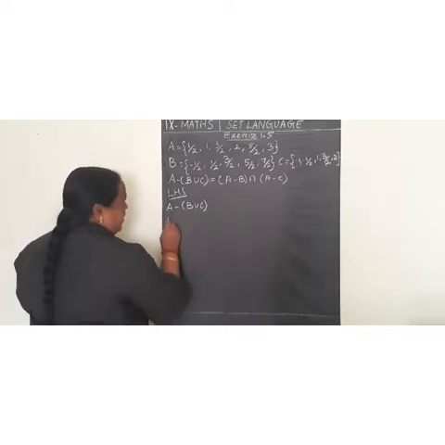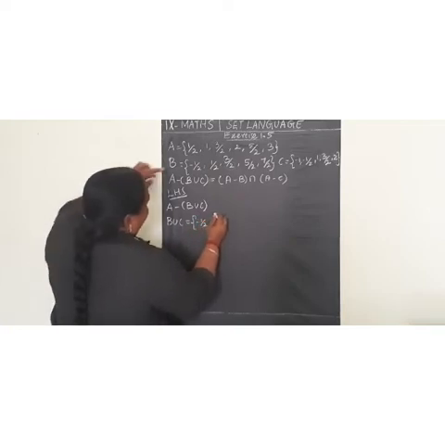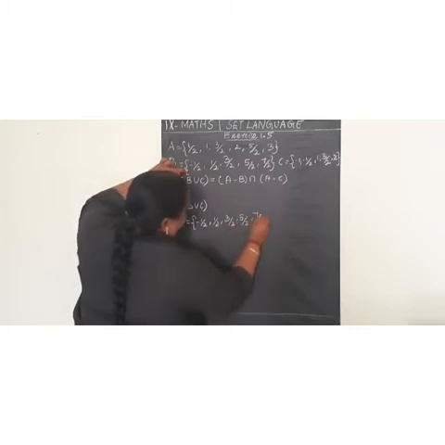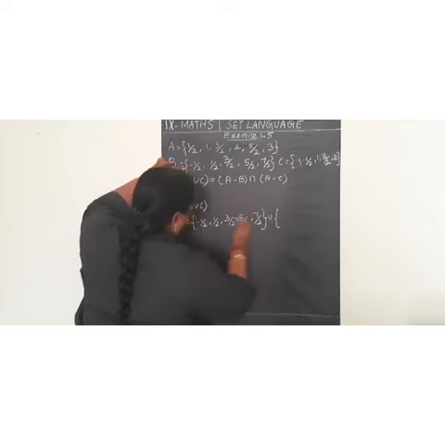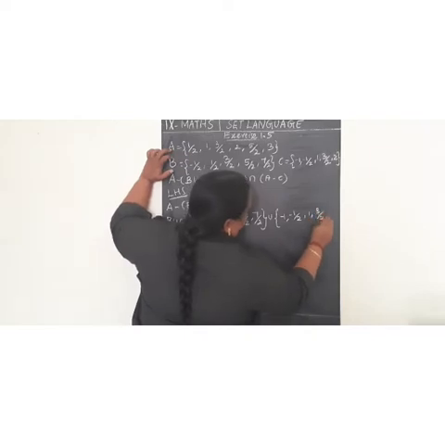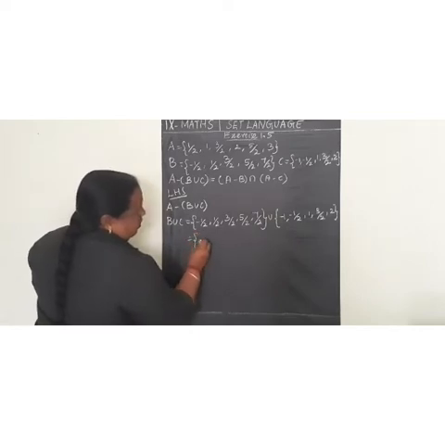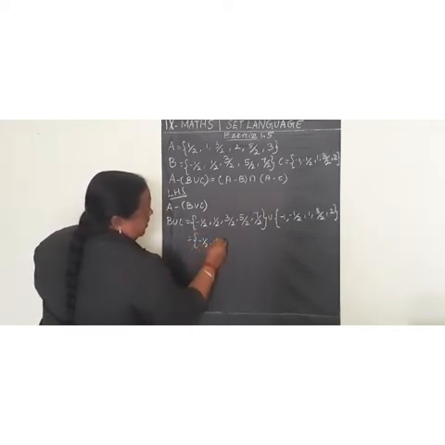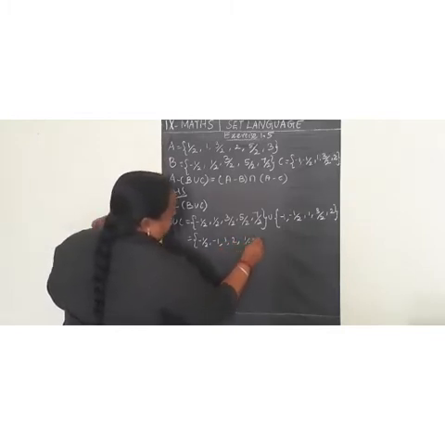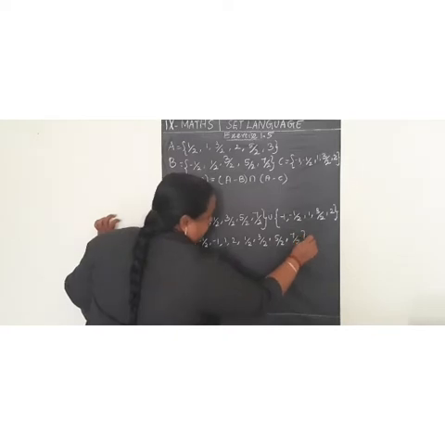In this, first we have to find B union C. B is minus 1/2, 1/2, 3/2, 5/2, 7/2, union C, which is minus 1, minus 1/2, 1, 3/2, 2. Now union means we have to combine both the sets and write it. So B union C is minus 1, minus 1/2, 1, 3/2, 2, 5/2, 7/2.